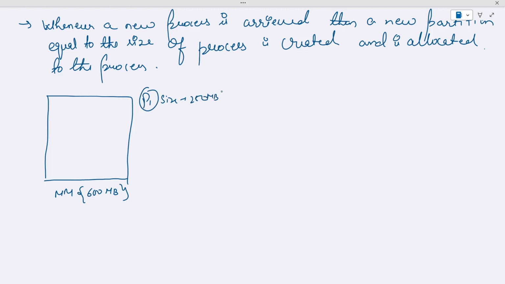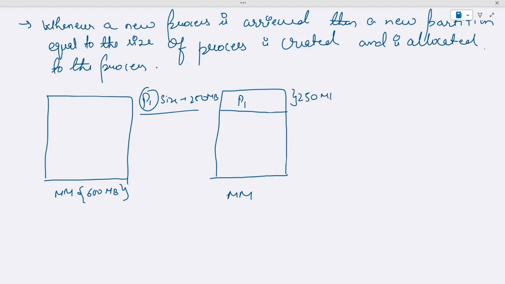Now, when P1 needs 250 MB of space, the operating system allocates 250 MB of space from the main memory. Now the space is created for that particular process. In fixed partitioning, the space is already created. That's the main difference between these two. So now 250 MB of space is created for the P1 process. From empty, with no block, now it has one block of 250 MB.